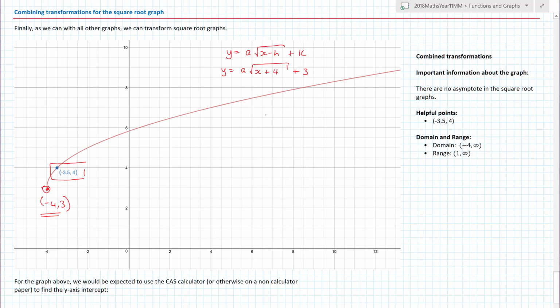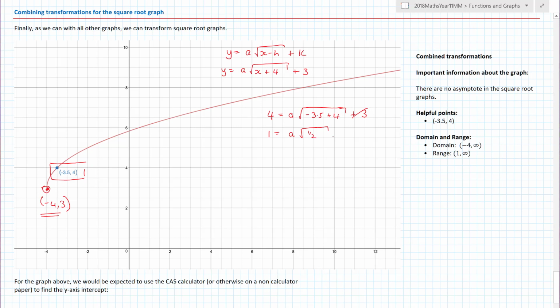And lo and behold, I now know that 4 is equal to a times the root of x, which is -3.5, plus 4, plus 3. Using this information, take away 3 from both sides, and we get 1 is equal to a multiplied by the square root of 1/2.